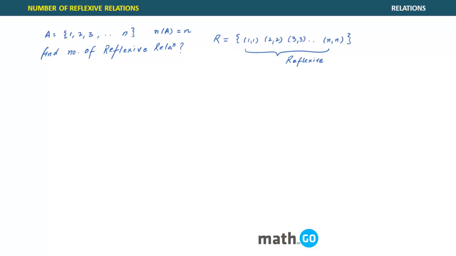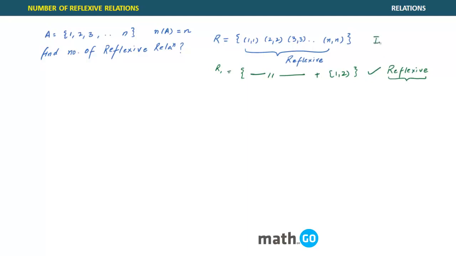Now we just did that. It is not necessary that for reflexive you should have only this. For example, another relation R1 can have all these elements, plus it could also have something like 1 comma 2. This will also be reflexive. We just studied it. If you're not clear, just go back and watch the video again.